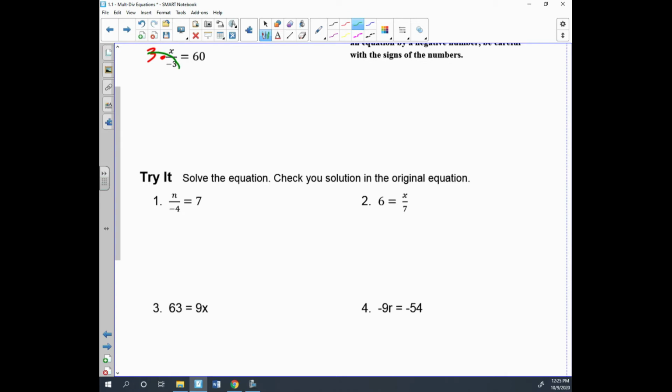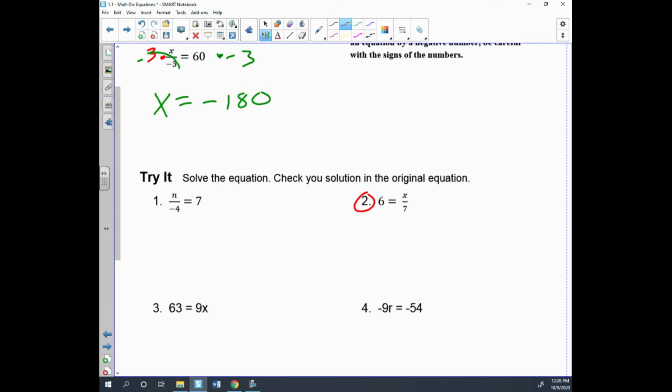I want it to cancel the negative. So I'm also going to multiply by -3. And I'm going to do that to both sides, which gives me -180. Okay?